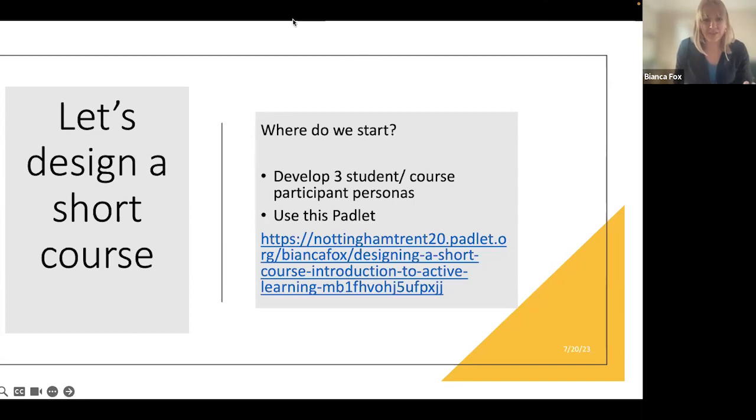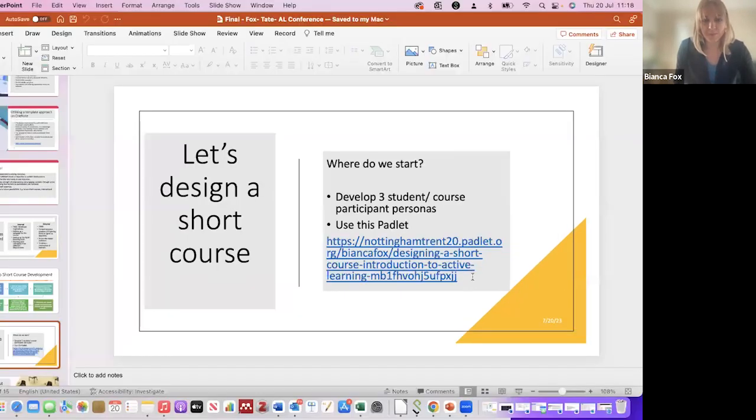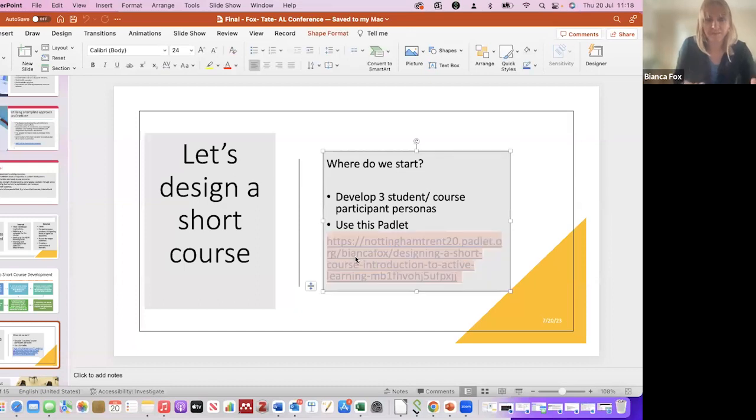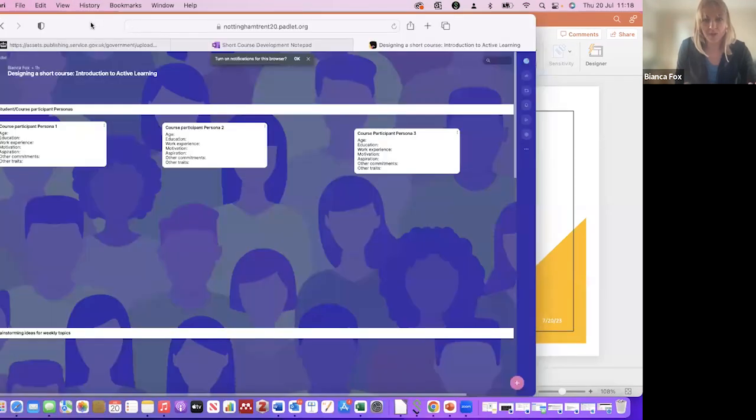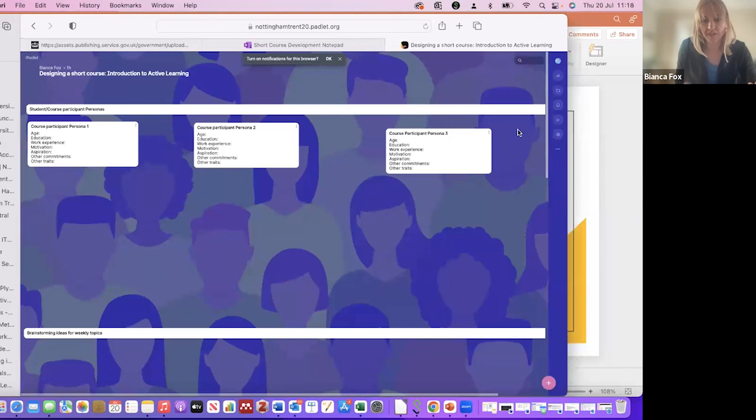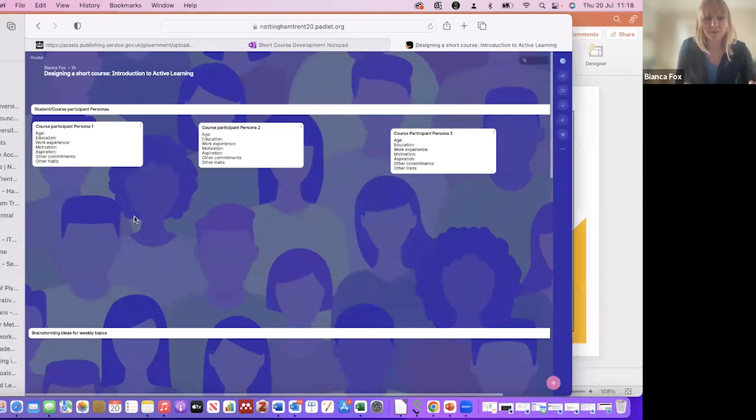So let me just come out of this so I can share this link in the chat. Then I will access the Padlet myself so that I can show you the structure of the Padlet and what we aim to achieve here. Right, so when you click on the link that I shared in the chat, this will direct you to the Padlet wall. So we'll start with student personas. I put some prompts in for each of the course participant personas that hopefully will help us to identify our target audience and at least create these 3 different student personas.